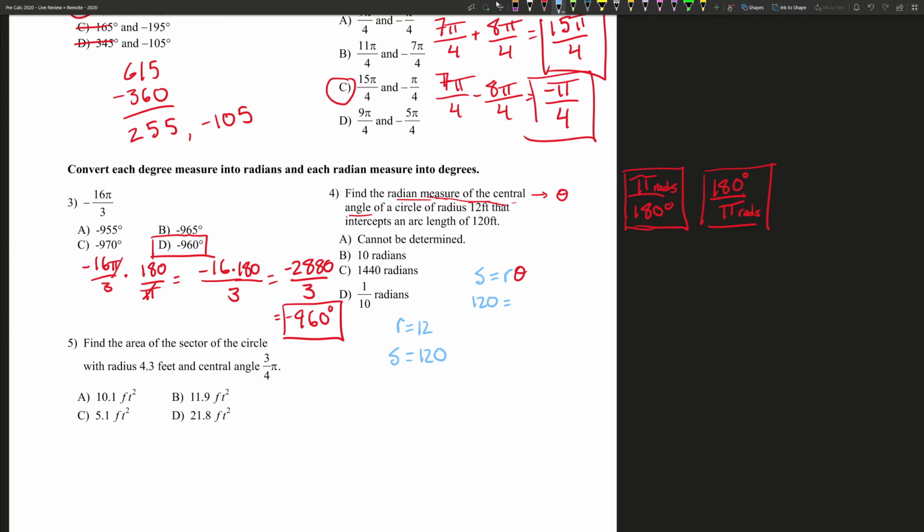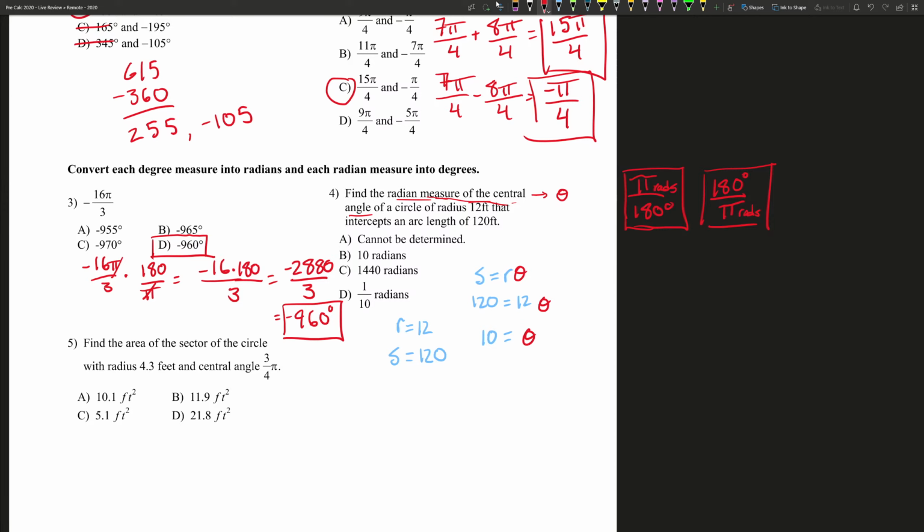So S would be equal to 10 theta, and that makes more sense. Right, so if we divide both sides by 10, we get 12 is equal to theta. Sorry, yeah, 12. No? What did I just do wrong? Yeah, because I wrote our radius wrong again. It should be equal to 12. So this is equal to 10, and that's theta.